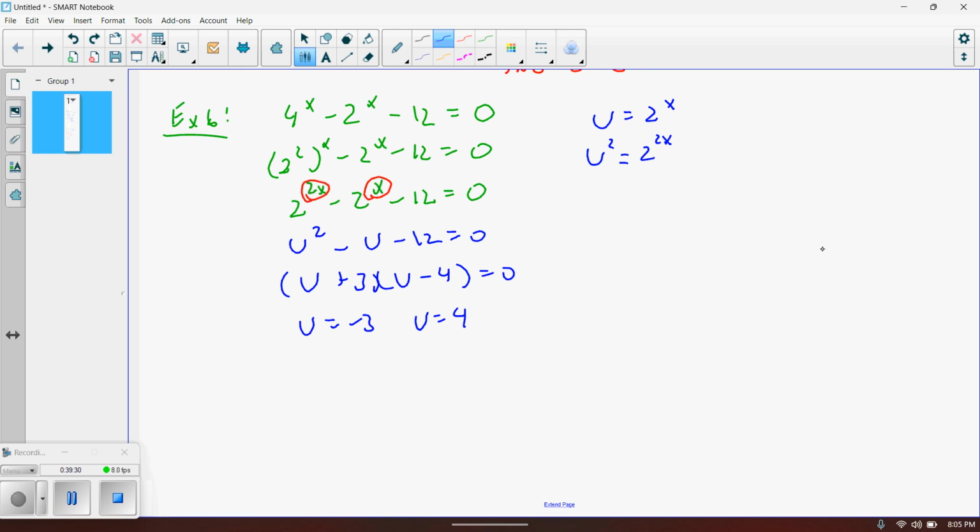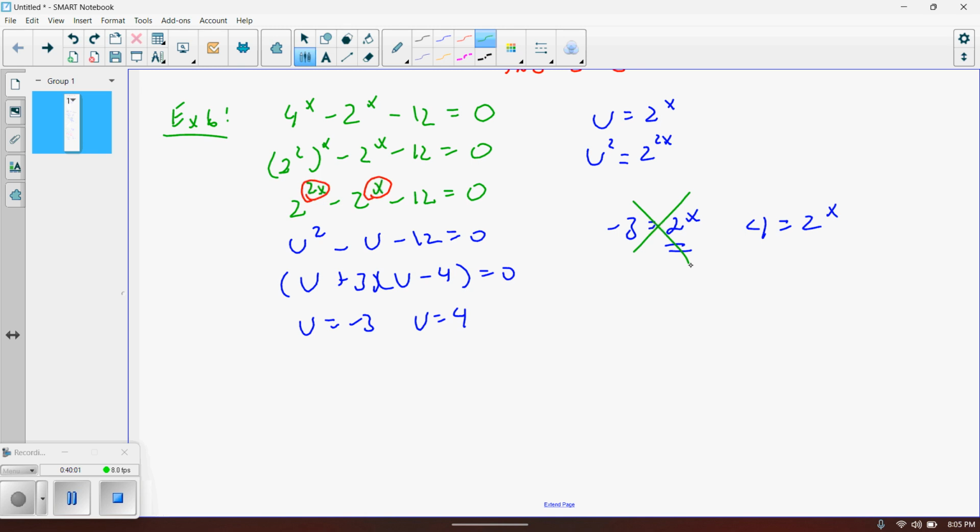So we're going to have negative 3 equals 2 to the x, and 4 equals 2 to the x. Well, if you remember how exponents work, if you take a number like 2 and raise it to any power, because 2 is positive, you'll never get a 0, you'll never get a negative, which means this first one has no solution. So u equals negative 3 does not give us anything.